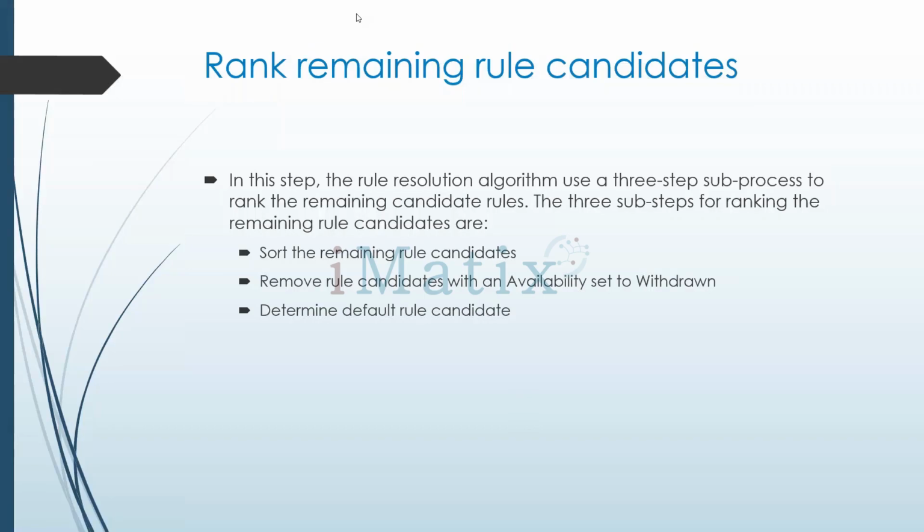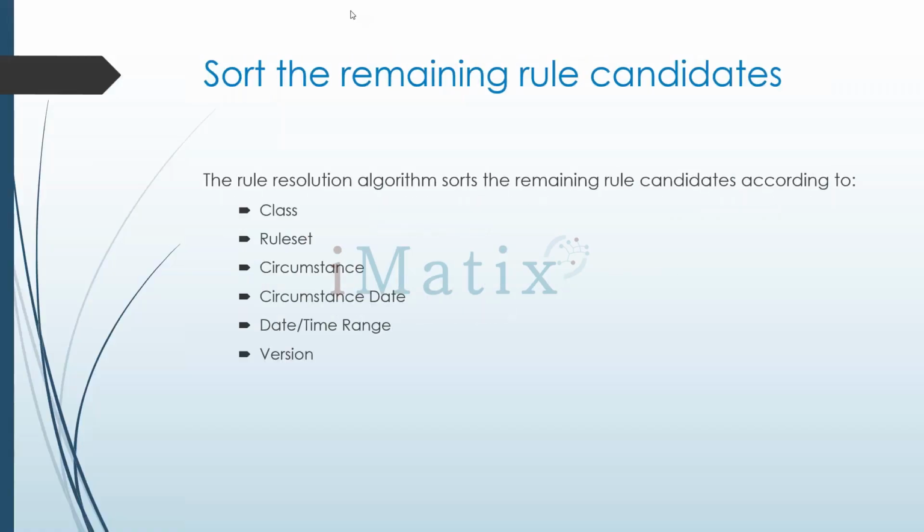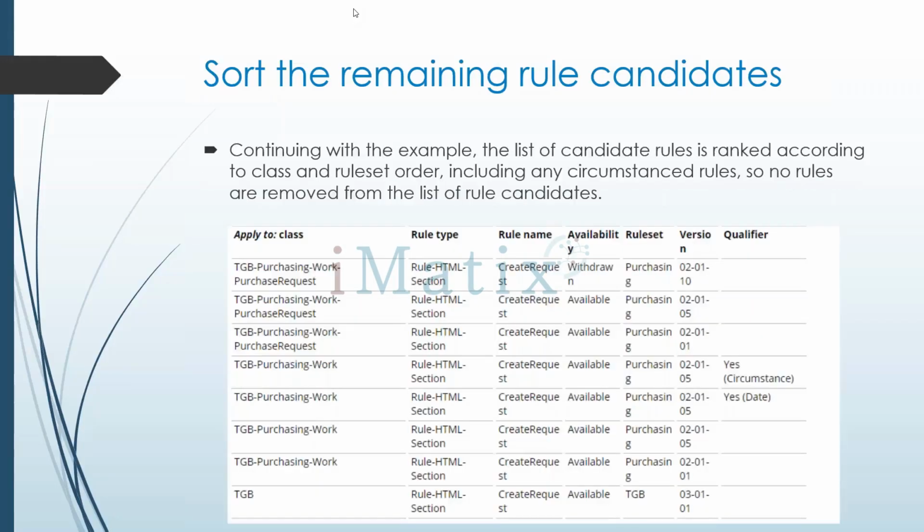What is considered in the sorting is the sorting criteria, which depends on the following. First your class is checked, then the rule set, then if any circumstance variables are available, whether it is going to be template based or date based, those things are checked, and then your version is checked. Let's see how the sorting works. All those that I'm left with are now being sorted.